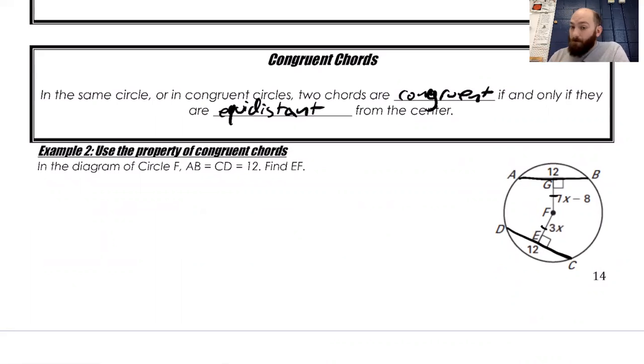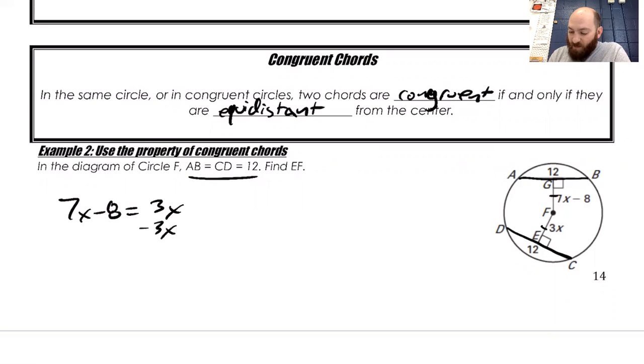They're not radii. They're the distance from the center to the chord and from the center to the chord. So these two pieces are the same. We establish that because segment AB, that chord, is equal to segment CD. That's given right there. So that means I can say 7x minus 8 is equal to 3x.